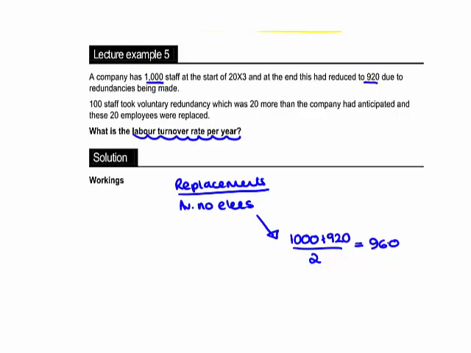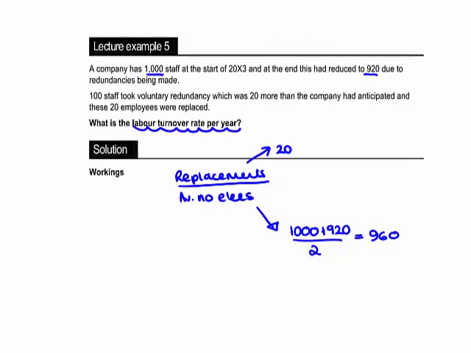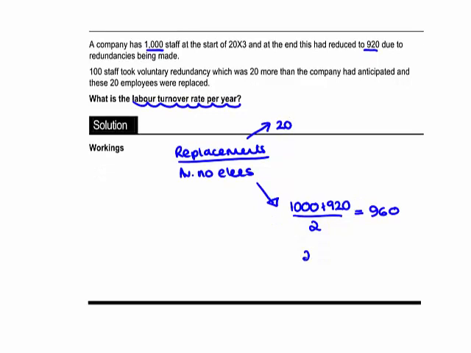20 more staff than anticipated took redundancy, and so we had to replace 20 of them. So for our labour turnover rate then, we've got 20 divided by 960 expressed as a percentage. So just over 2% then of staff were replaced during the period in labour turnover terms.